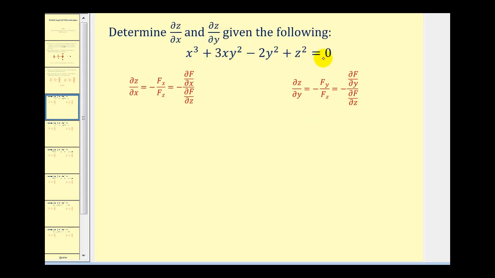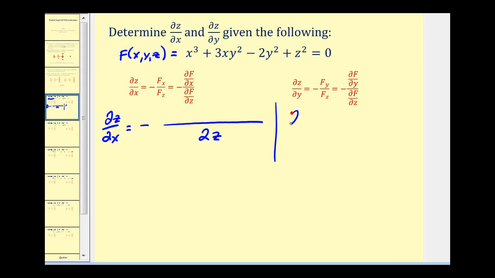Notice this equation is already in the correct form, so we can let f of x, y, z equal the given equation. Let's go ahead and determine the partial of z with respect to x. So we're going to have the opposite. Our denominator is going to be the partial of f with respect to z. Let's start with that. So we're treating x and y as constants. So this would be 0, 0, 0. This would be 2z. Now the reason I wanted to mention that is because the partial derivative of z with respect to y has the same denominator.